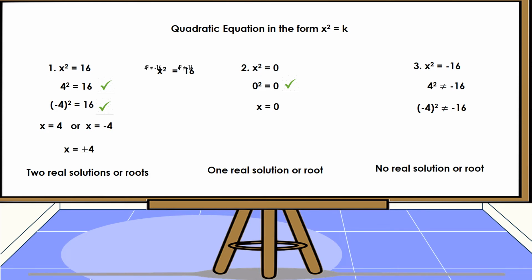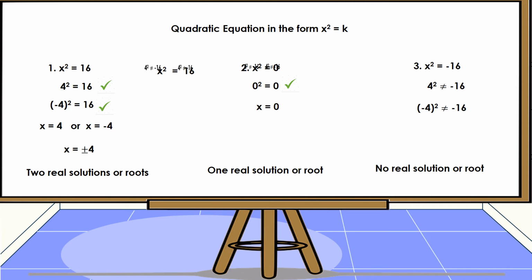Look at example number 2. Let's get the square root of x squared and the square root of 0. What is the square root of 0? Yes, it's 0. Are there other numbers that, when multiplied by itself, give 0? None. So it's only 0. So let's count the number of solutions. Yes, there is only one solution or root in example number 2.